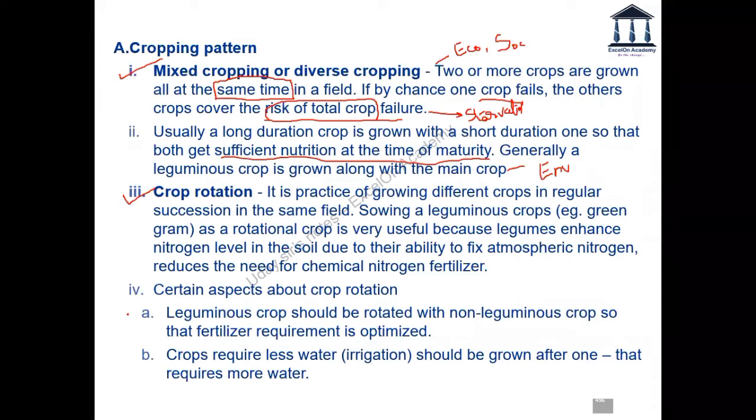Now, the advantage is to optimize the fertilizer requirement. You have this combination of leguminous and non-leguminous crops, and the crops which require less water should be grown after the one which requires more water. So you are optimizing the water, and you're also optimizing the soil nutrients in a way that they can sustain themselves without the use of additional synthetic fertilizers. Okay, so that's on the cropping pattern.